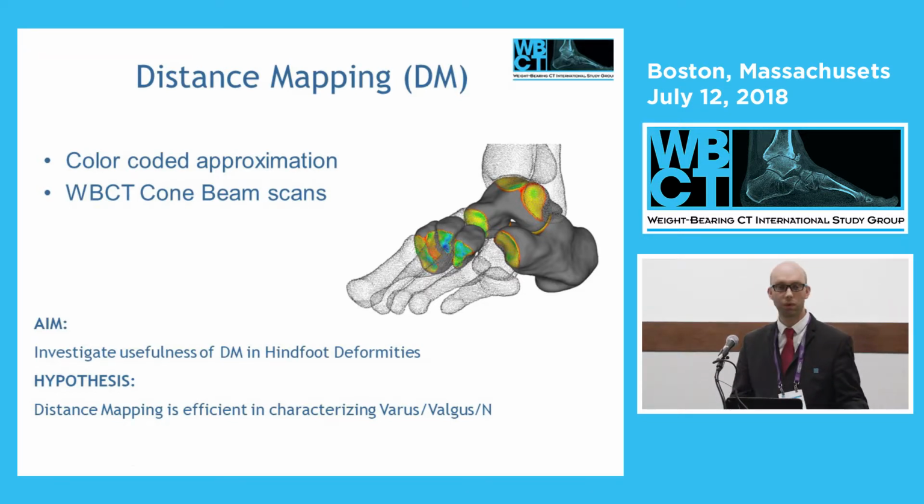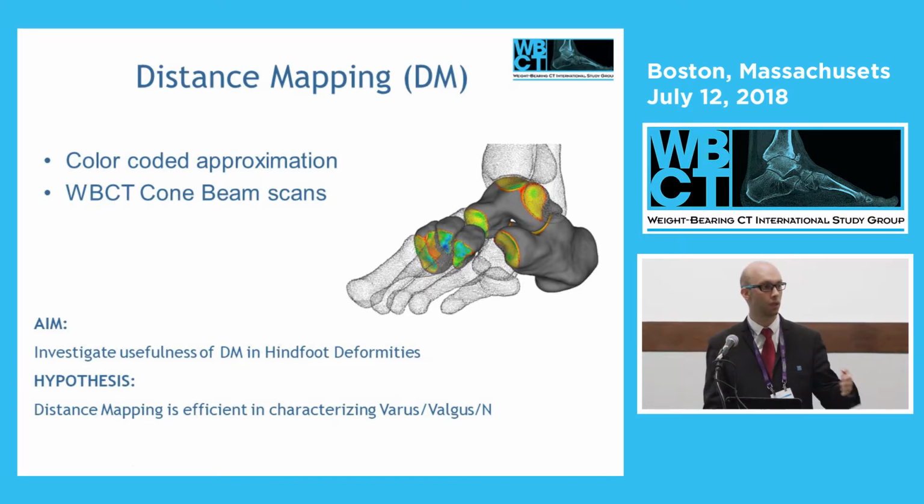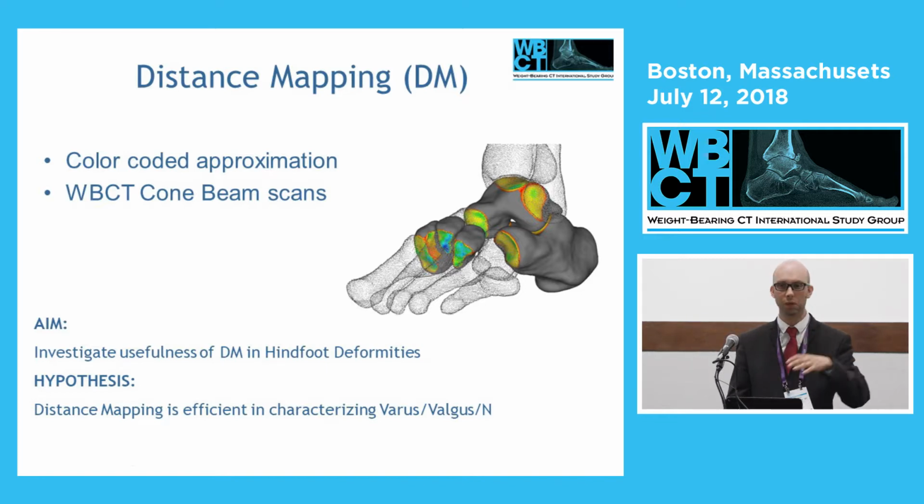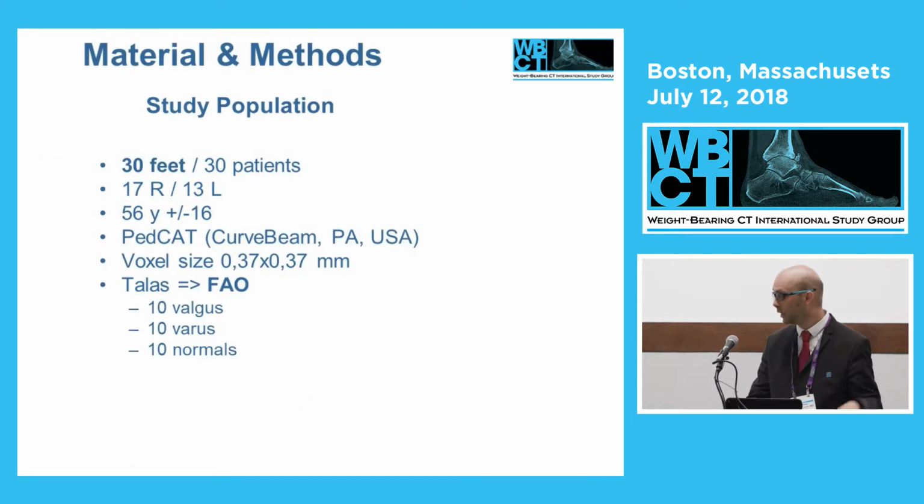So our aim was to investigate the usefulness in hindfoot deformities, and we hypothesized that distance mapping was efficient in finding different patterns between hindfoot varus, hindfoot valgus, and normal. So we had 30 feet, and 10 of them were valgus, 10 were normal, 10 were varus. And we discriminated them using the foot and ankle offset measurement.